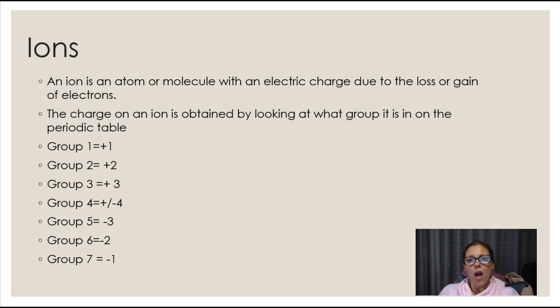So as we talked about right at the beginning when we looked at the periodic table, group 1 has a +1 charge, group 2 a +2 charge, 3 +3. Group 4 can have a +4 or a -4. What we're wanting is a full outer shell with 8 electrons. When we're in group 4, it can either gain 4 or lose 4, and therefore it has a + or -4. Group 5 has a -3 charge because it's going to take on 3 electrons, so it's gaining 3 extra negative charges, giving it a -3 charge. Group 6, -2. Group 7, -1.